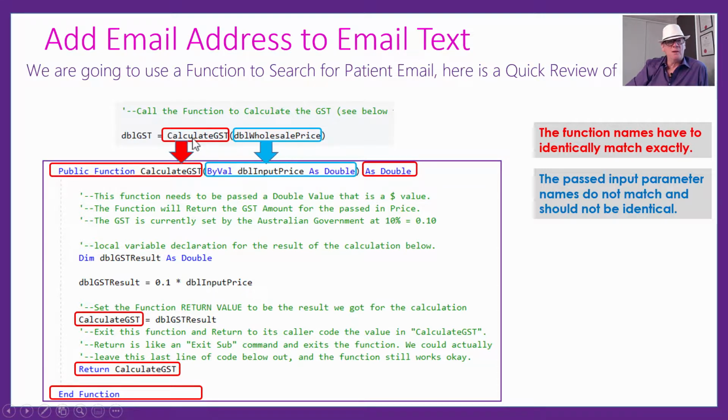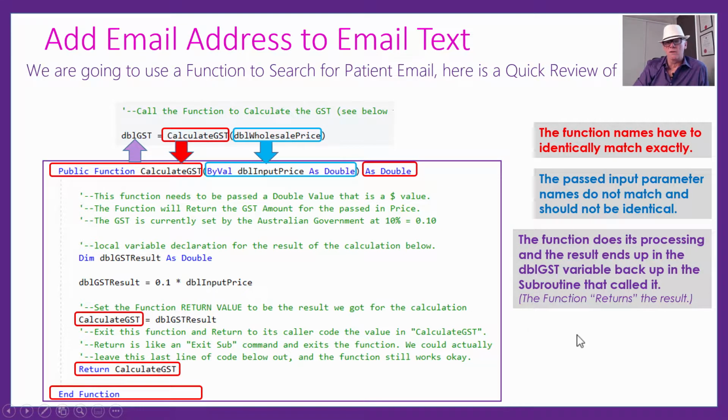And for calculate GST, because we need the answer as a double, at the far side here you write As Double, which is a bit confusing. So calculate GST is going to be a double type variable for numbers, and we're passing in a double type variable as well, and we're putting that into DBL input price. Then it can do its little calculation, put the answer into calculate GST, which is the name of the function, and return that back up to the main level. So the value will get returned in here, and then DBL GST will become that value, all right?